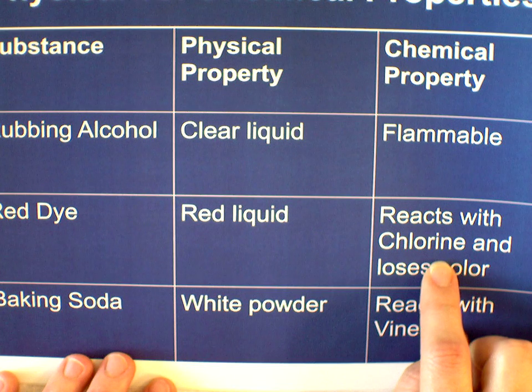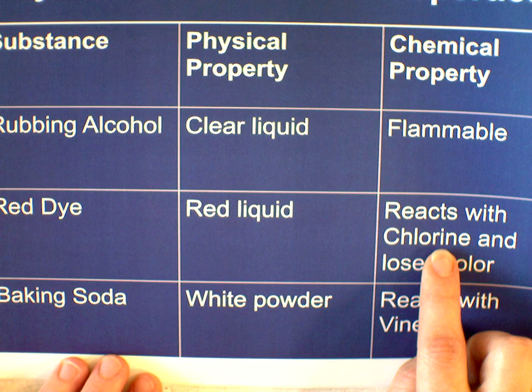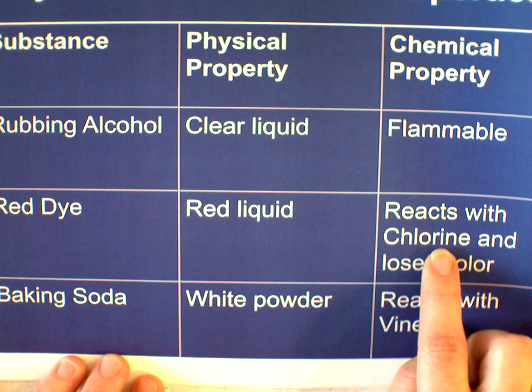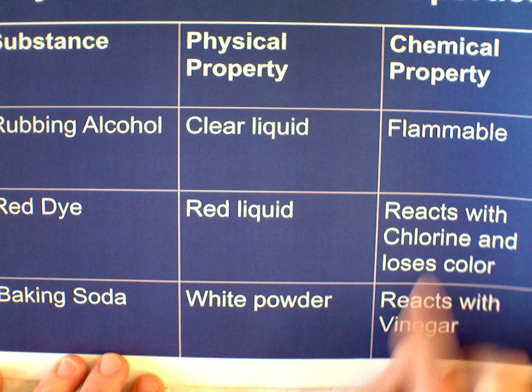Red dye can react with chlorine and lose its color. Essentially, it's being bleached. Okay? So by reacting with the chlorine, it's changing the structure of the molecule, and it no longer has the red color. Okay?